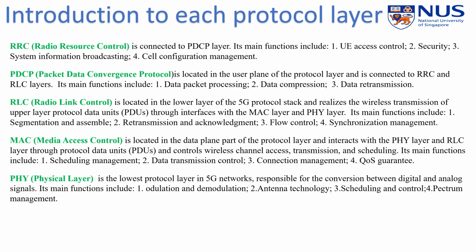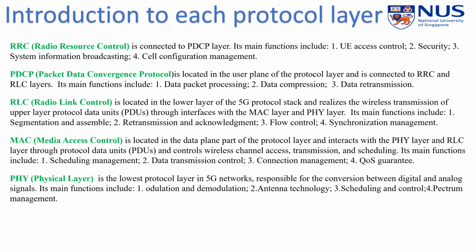The second one is the packet data convergence protocol layer. It is also the PDCP layer. It is located in the user plane of the protocol layer and is connected to RRC and RLC layers. Its main functions include data packet processing, data compression, and data retransmission.